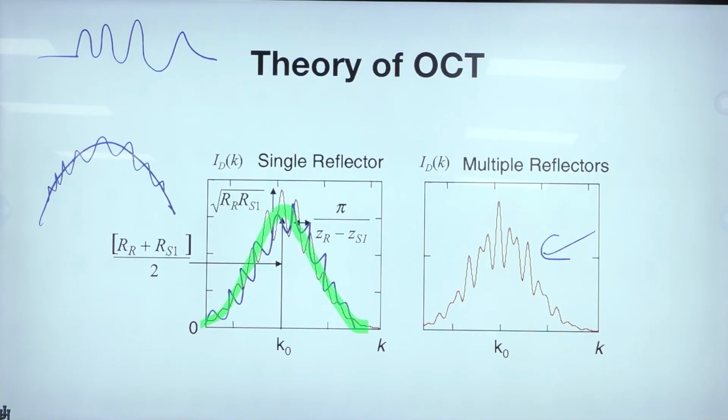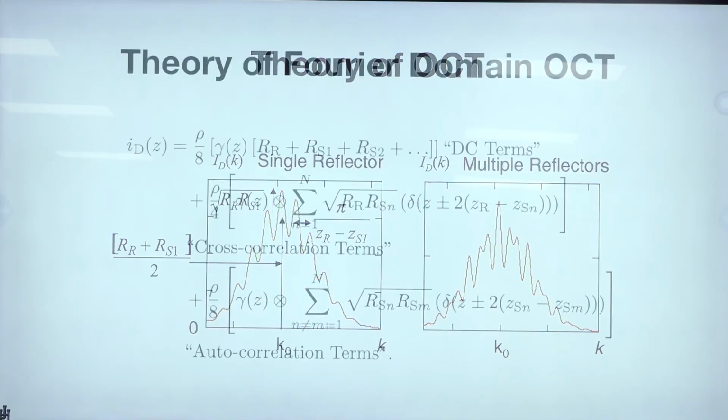Then you take the Fourier transform of this, and you will get this burst. So do the Fourier transform of this and you get your burst of data.